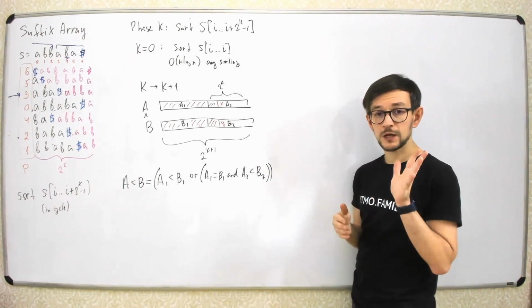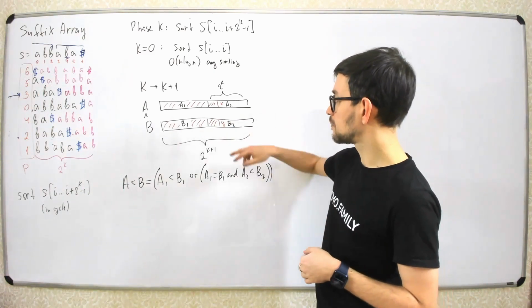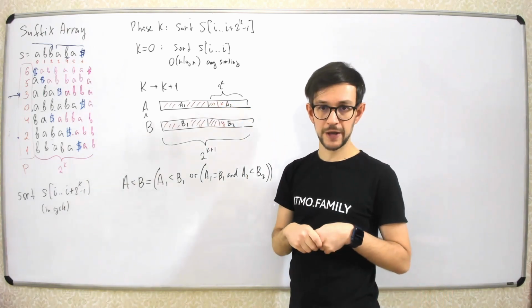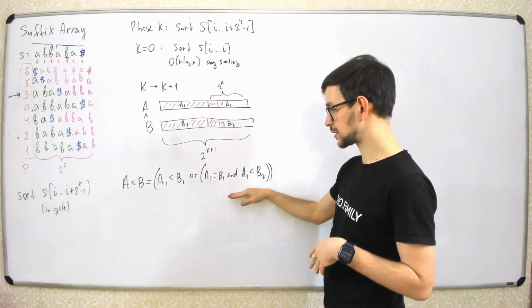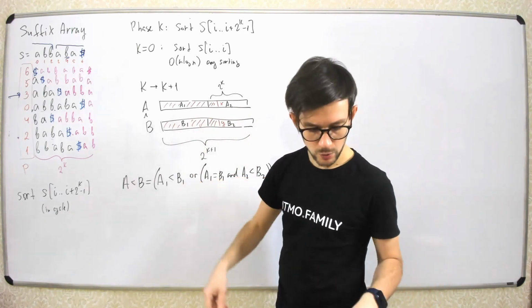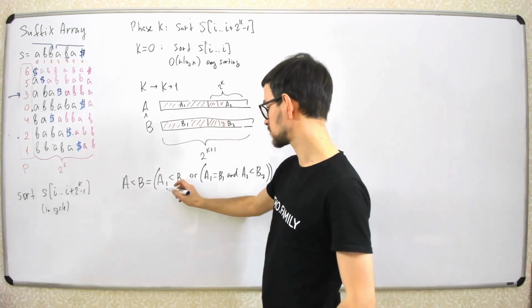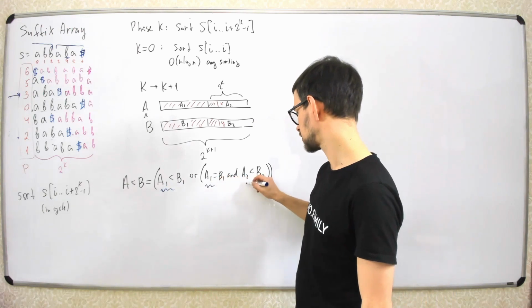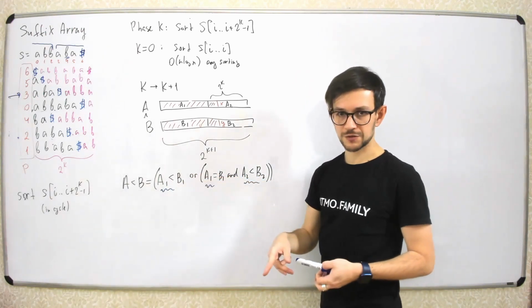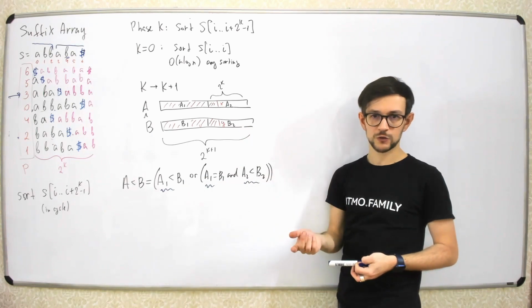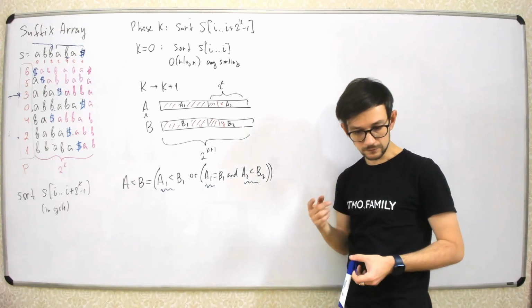What does it mean? It means that if we can compare strings of length 2 in power of k, then we can compare strings of length 2 in power k plus 1 in constant time. So if we can make all these comparisons in constant time, then we can compare the strings of length 2 in power k plus 1 in constant time.